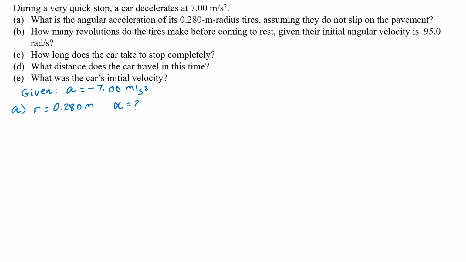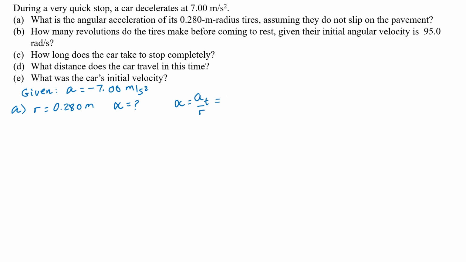And we know that angular acceleration is related to tangential acceleration and the radius as follows. Because the tangential acceleration is equal to r times alpha, alpha, or the angular acceleration, is the tangential acceleration divided by the radius.